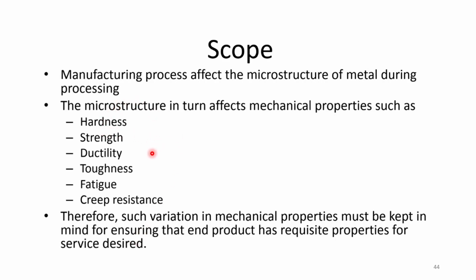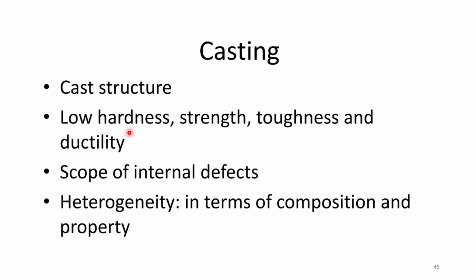For example, if you are using grain refinement, so if you are cooling your casting very fast, then the grains will be fine. In that case, you will have proper toughness of the material, whereas in case of casting you have lower hardness and strength. Now we'll be going through the various processes.